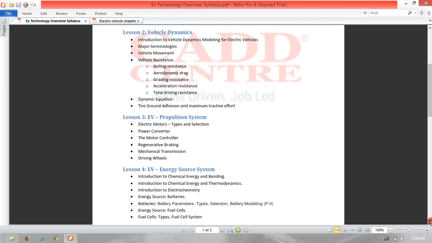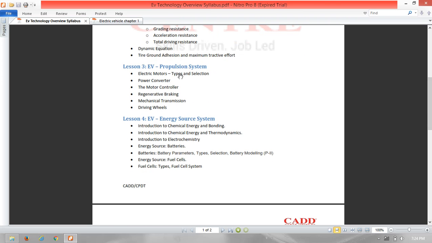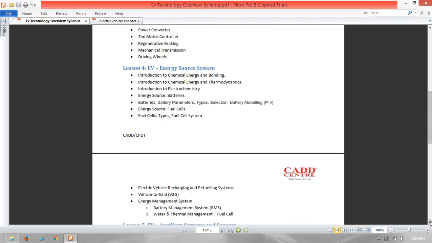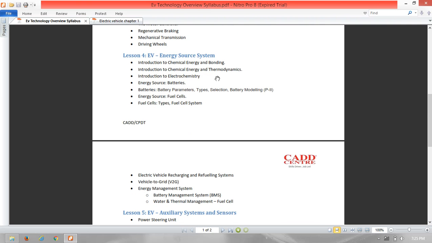Next, the third chapter is EV propulsion system, where we see different electric motors which can be used for driving the EV vehicle, different power converters and motor controllers, and we'll see different regenerative brakings which can be used for energy reuse in the vehicle, and we'll see mechanical transmission, and different types of propulsion systems.